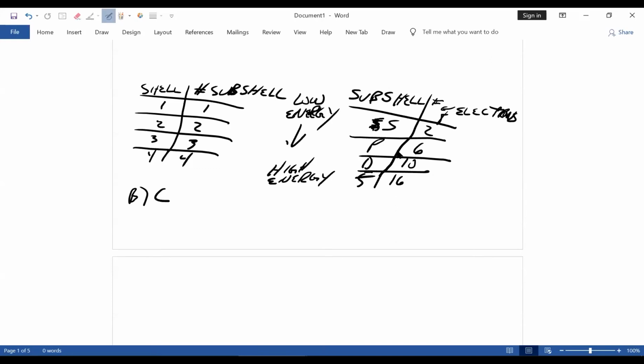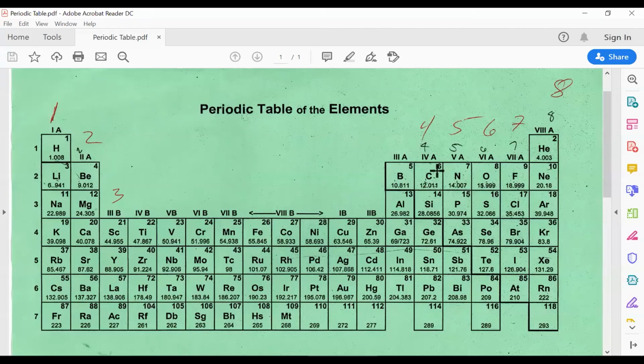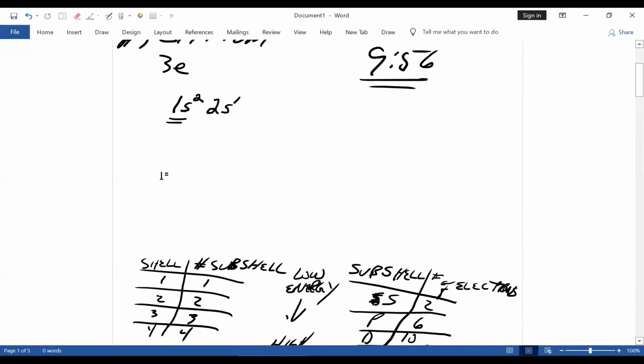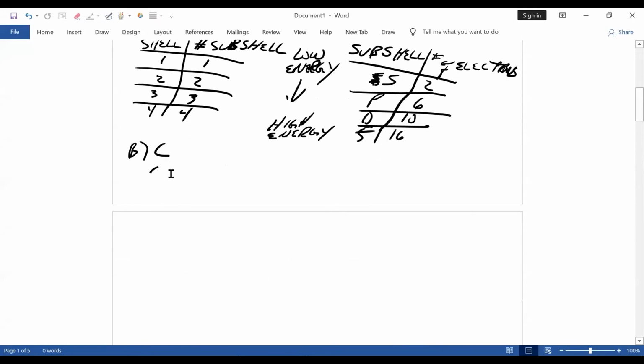Now, let's do the same thing, electron configuration of carbon. And the first thing you have to find out is how many electrons, because that's what we're talking about, does carbon have? And you go to your periodic table and you see carbon has an atomic number of 6. So we now know carbon has six electrons.